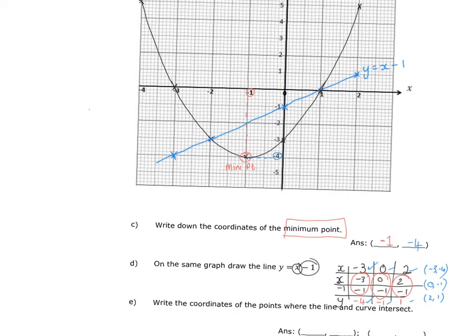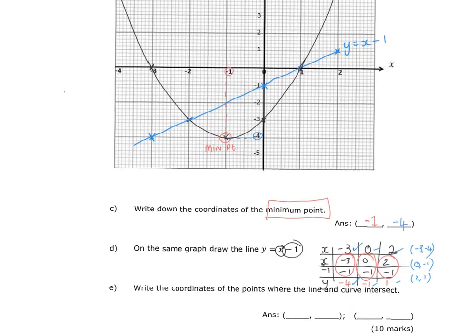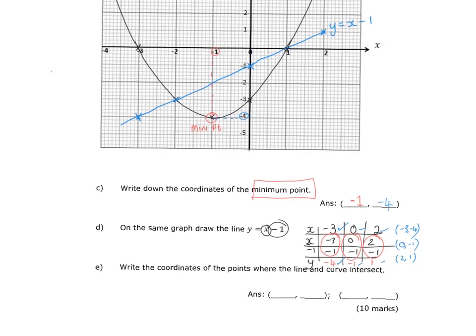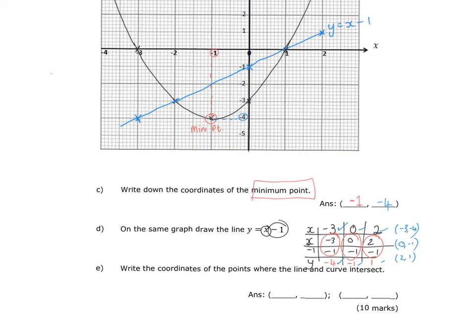Question E. Write down the coordinates of the points where the line and curve intersect. The line and curve intersect, so it means where they meet. And they meet over here, that's a point of intersection, and we have another point of intersection over there, these two, okay? Mark them in green.